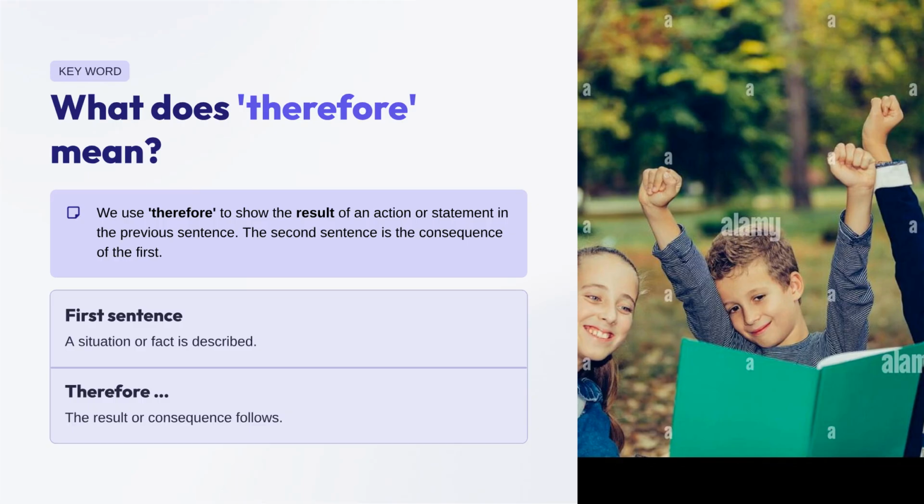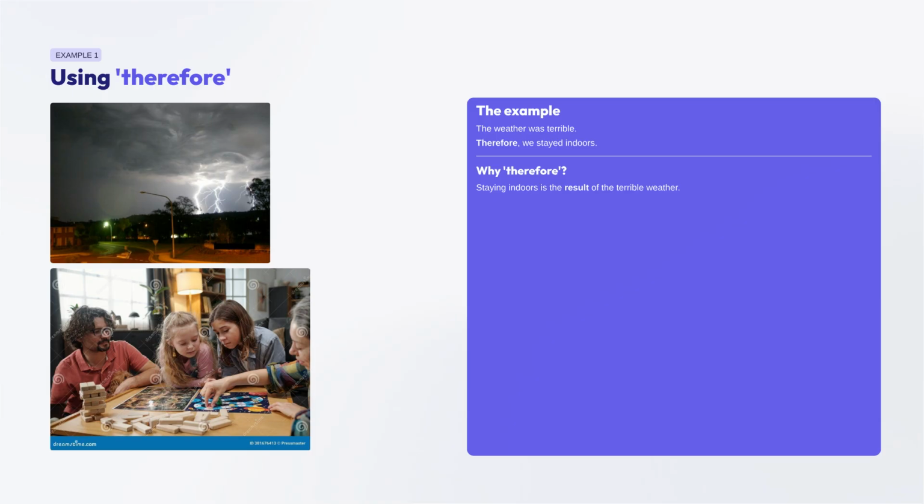First, a situation or fact is described in sentence 1. Then, we start sentence 2 with therefore, followed by a comma, to show the result or consequence that follows. Here is example 1, using therefore. Look at the two sentences. The weather was terrible. Therefore, we stayed indoors. Why do we use therefore here? Because staying indoors is the direct result of the terrible weather.